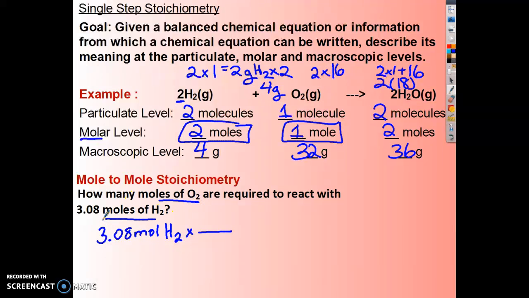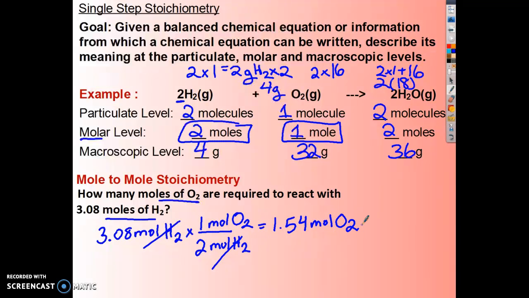So we need our H2 to be in the denominator, so that will cancel out. So I'll put my 2 mole H2 here and my 1 mole O2 up here. And now my moles of H2 will cancel and I'll be left with moles of O2. So essentially all I'm going to do here is divide by 2. That's really the same thing as multiplying by 1/2. So I should get 1.54 moles of O2, assuming I did my mental math correct. All right, next problem.